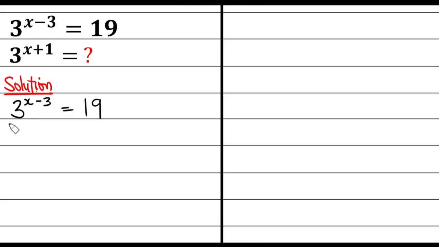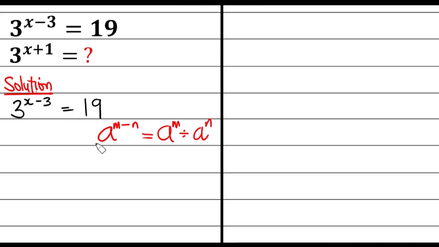At this point, I'm going to need a certain index rule to be applied to the left hand side of my equation. The rule says if I have a raised to the power of m minus n, this is just the same thing as a raised to the power of m divided by the same base a raised to the power of n.